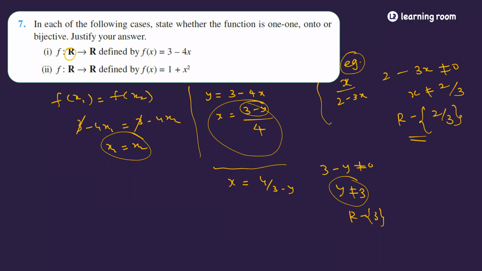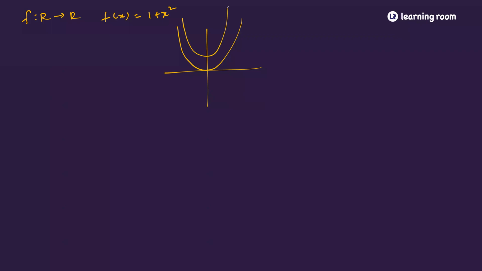If I ask you to draw the graph, how is it going to look? The graph is shifted one unit above the origin, because the y value is the one which is getting shifted. What graph is this? y is equal to x square. If you add a 1 to this, in which direction will the graph get shifted? It will be like this. So this will be the graph for y is equal to 1 plus x square. If you do a horizontal line test also, it is failing.